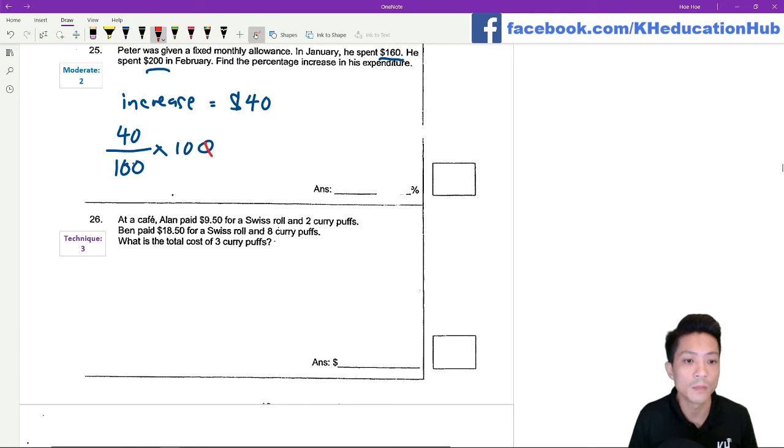I'm going to try and simplify. Cancel, divided by 2, divided by 8. Okay, which means that it will be 5 times 5. There's a 25% increase.